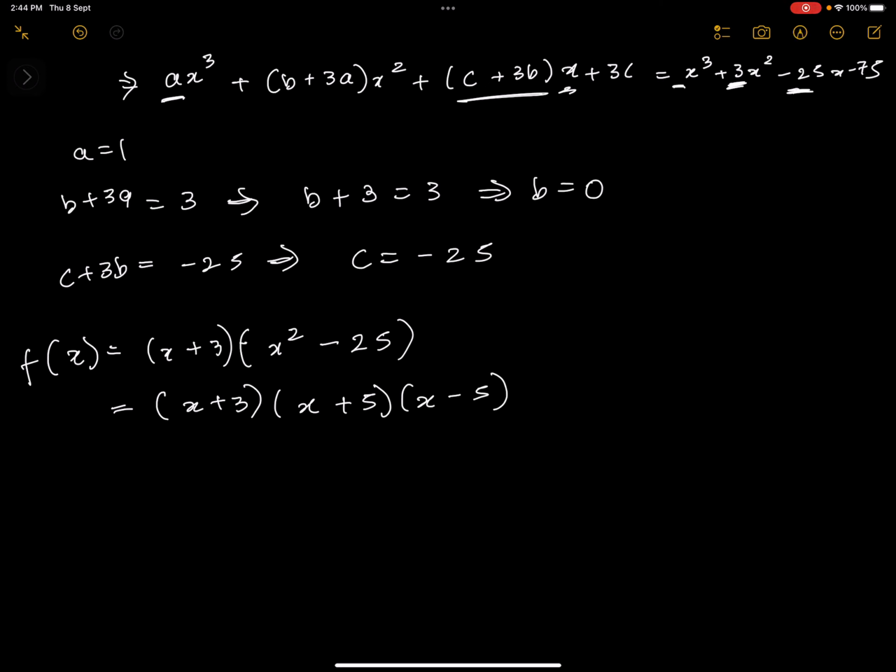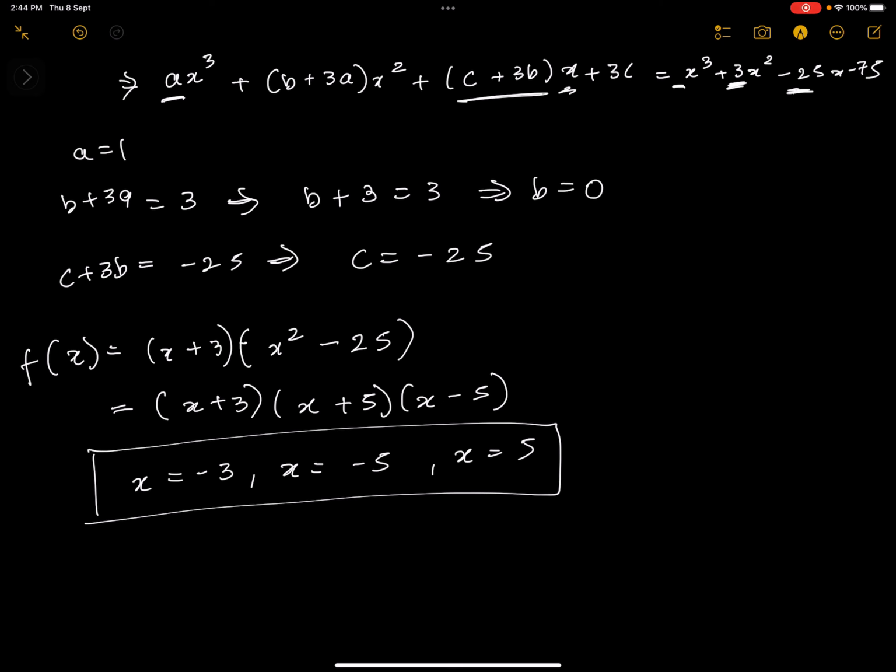We have the factors of the original cubic polynomial, and the roots are those values at which the function will intersect the x-axis, and those values are x equal to minus 3, x equal to minus 5, and x equal to 5. And these are the roots of our polynomial.